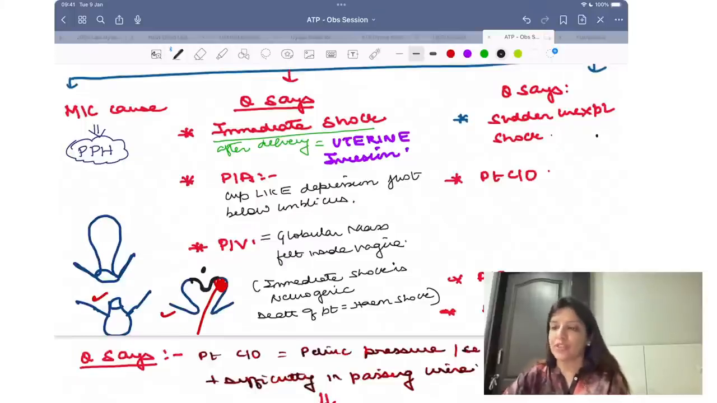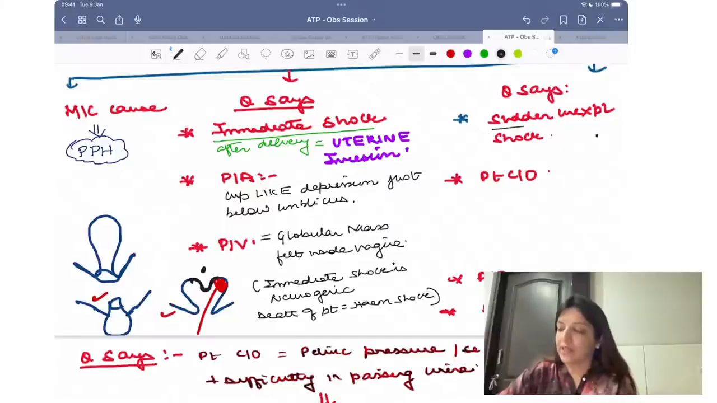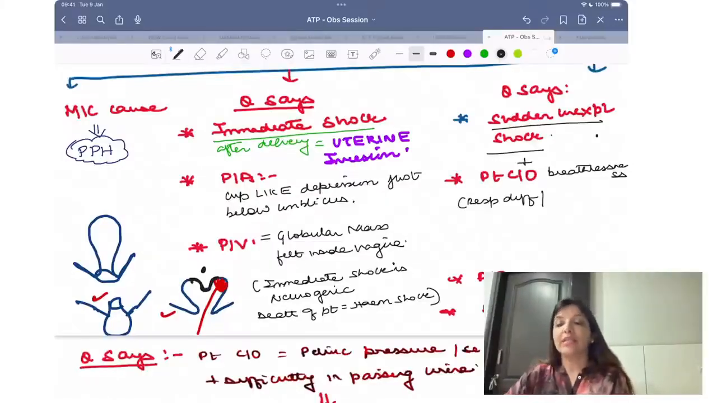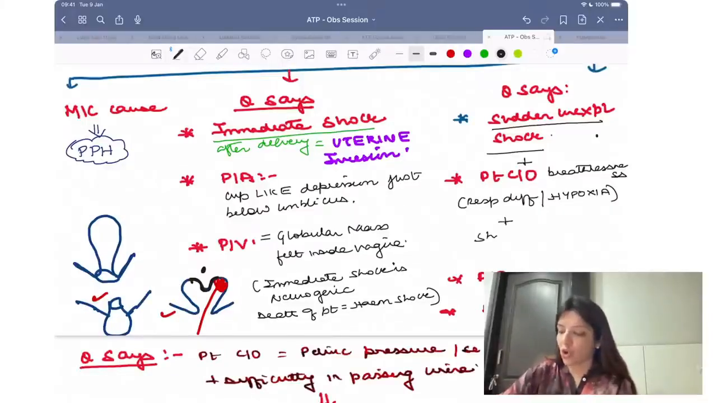Next, if your question says that there is sudden unexplained shock and the patient is complaining of breathlessness, that is respiratory difficulty. Either breathlessness will be written in your question, or respiratory difficulty, or hypoxia. Right? Along with that, the patient has shock.